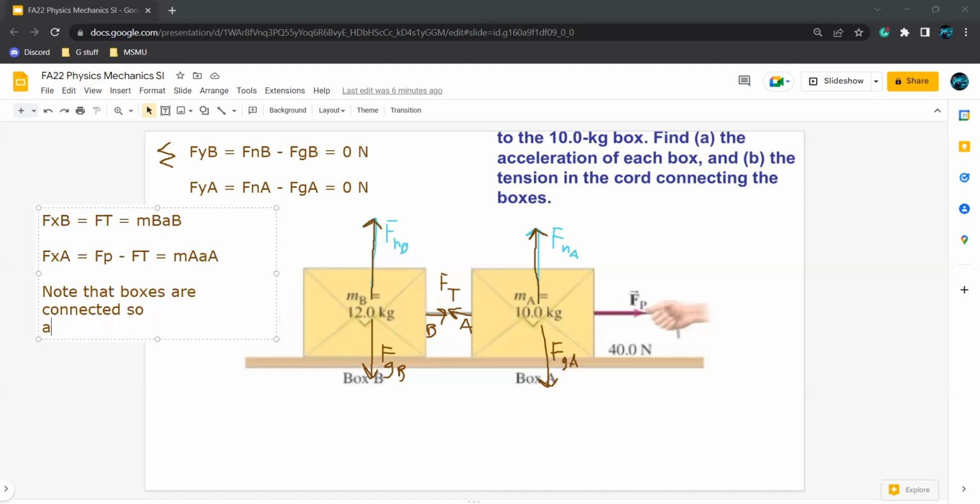And I note that the boxes are connected, so the acceleration of A is the same as the acceleration of B. I'll rewrite that. These are supposed to be in subscripts. The subscripts tell you which one you're using. So acceleration of A, same as acceleration of B. Like this one's M_B down here, acceleration of B. That's how it looks if you were to actually write it.